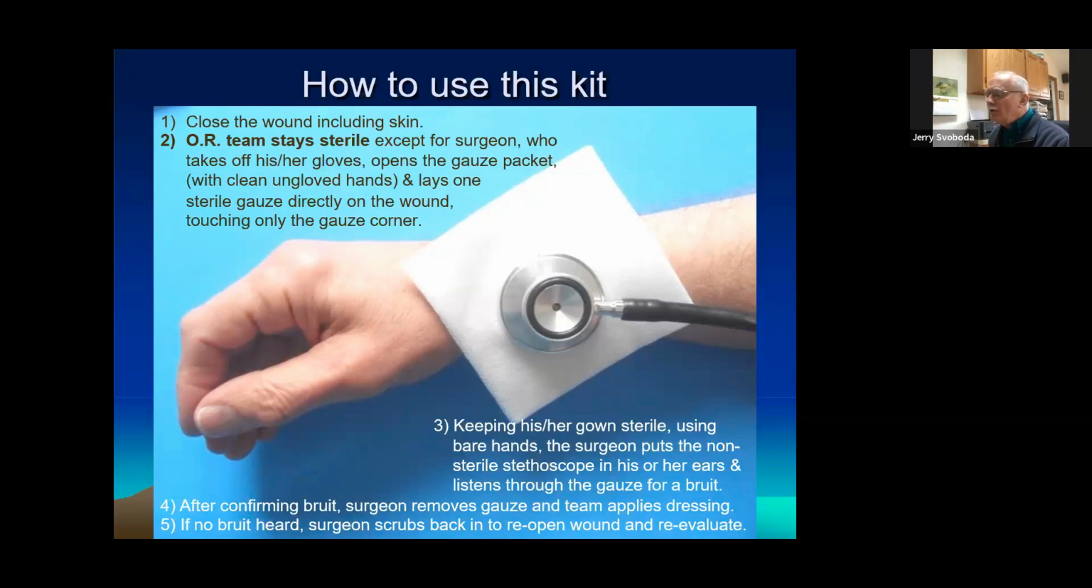Usually, if you hear the bruit, the team applies the bandage, and then you listen again. If no bruit is heard at this step, then the surgeon scrubs back in, because you have to reopen the wound and try to get this thing going. If you were able to inject heparinized saline and flush the artery properly, the fistula should usually be working.